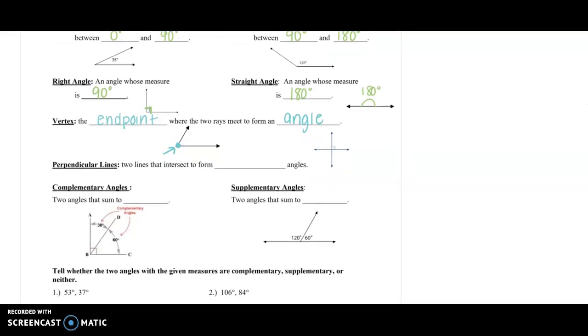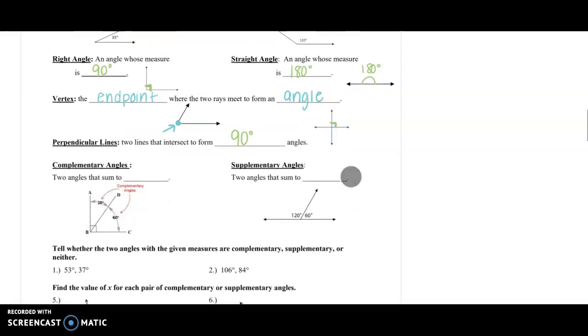So the vertex in this case is that point right there. That's going to be important because we're going to be referring to the vertex a lot when you're talking about angles. Then perpendicular lines, that is 2 lines that intersect to form 90-degree angles. And again, you would know that because you'll see that box in the corner there. That tells you that it's a 90-degree angle. And since 2 lines are meeting at that, you know that they are perpendicular lines.